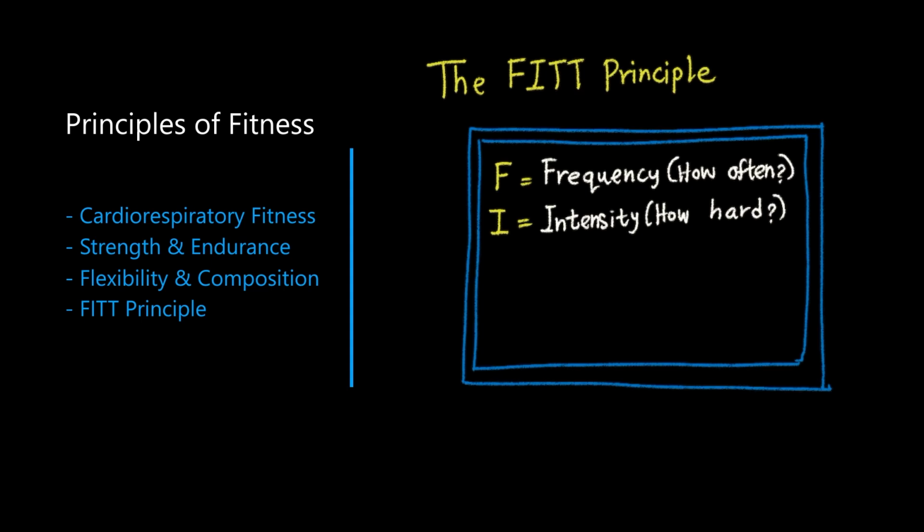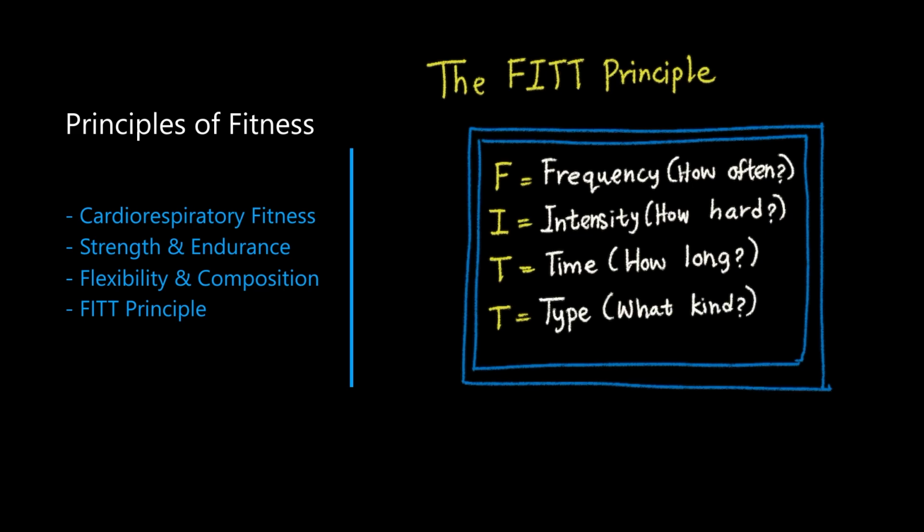I stands for intensity, which is how hard you exercise. This can be measured as low, moderate, or vigorous, often in relation to your heart rate. T stands for time, which is the duration of your exercise session, for example, 30 minutes. And the final T stands for type, which is the specific kind of exercise you are doing.